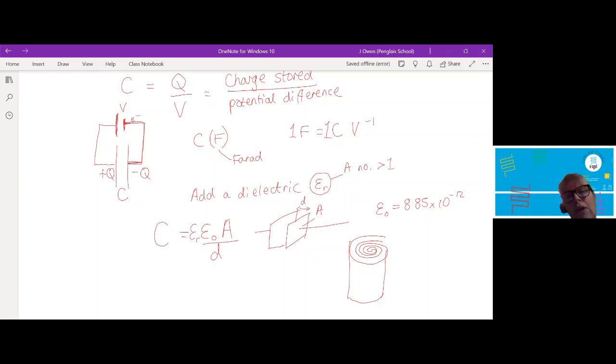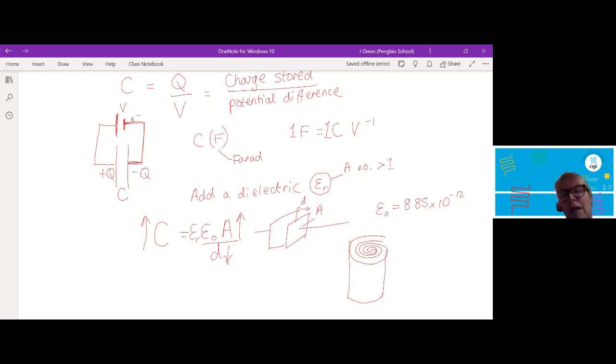We can also decrease the distance between the plates to increase the capacitance. So if we decrease the distance and make it smaller, then the capacitance will increase. If we increase the area of the plates that can store the charge, I like to do it in class in terms of size of buckets.